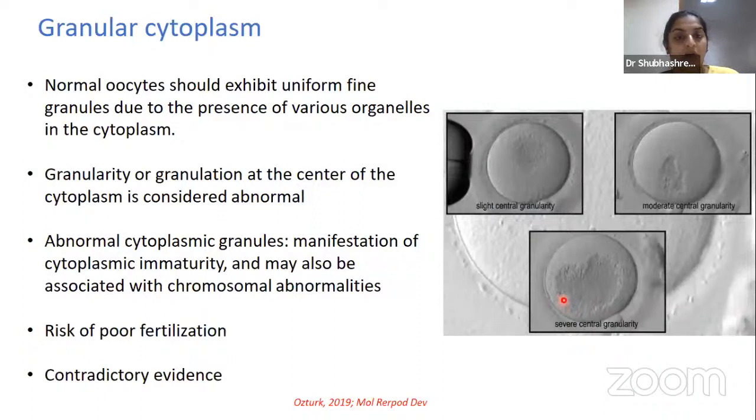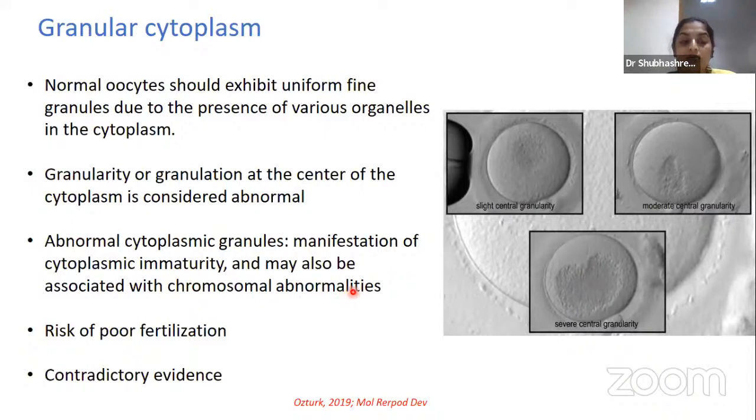The next morphological feature that we assess while doing oocyte selection is the granular cytoplasm. Usually normal oocytes exhibit uniform, homogeneous fine granules, which is due to the presence of various organelles in the cytoplasm. However, you can see granularity or granulation at the center of the cytoplasm in these oocytes, so they are considered abnormal. That might be a manifestation of cytoplasmic immaturity, or may also be associated with chromosomal abnormalities. However, the exact mechanism of how these granulations appear in the oocyte is unknown.